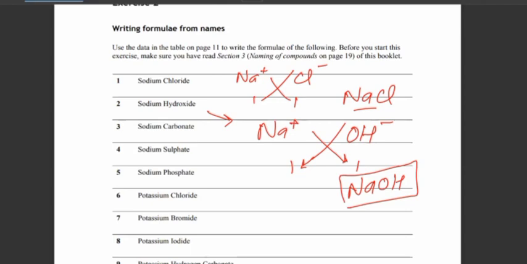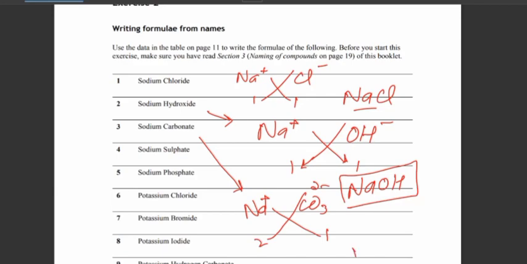Next is sodium carbonate. This is a complex one. We know that sodium is Na with a plus charge. Carbonate CO3 has a -2 charge. We bring them by the cross exchange method. Here will be 1 without a charge, here will be 2, so it becomes Na2. CO3 will be just once. Why? Here you can see that it will be neutral.